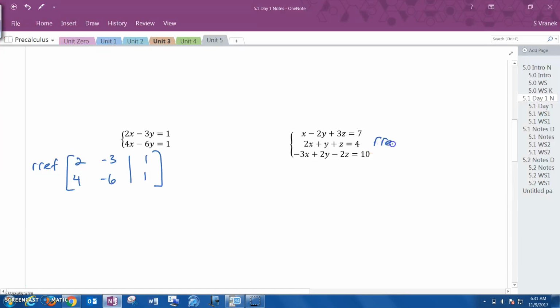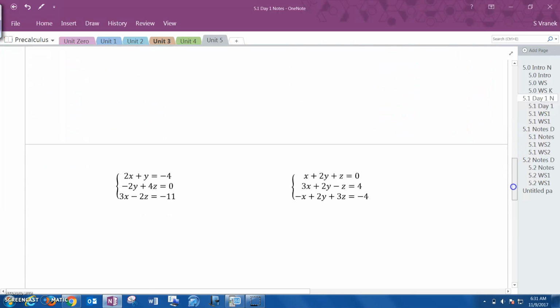You can do this with 3 letters, or 3 variables. So now we have 3 rows and 4 columns. So 1, -2, 3 and 7, 2, 1, 1, 4, -3, 2, -2, and 10. So that should be what that one looks like.